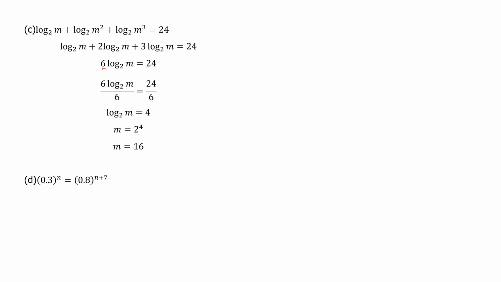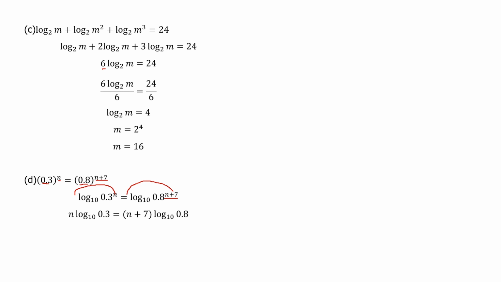Our part D, we have 0.3 power n is equal to 0.8 power n plus 7. When you look at the bases, they are not the same, but also the powers are not the same. So here we apply log to a base that we know or the base that we can get on our calculator. So applying log base 10 both sides, we have that. Then the powers are going to somersault to there.